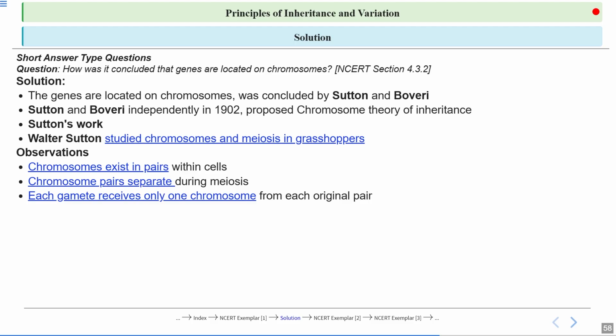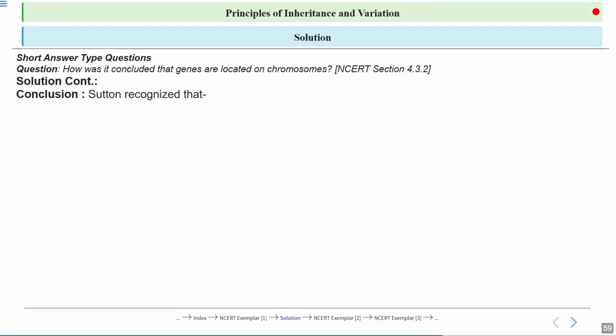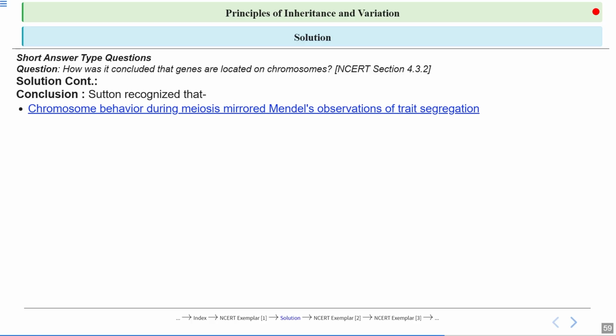So you can see the chromosomes are behaving very similarly to the genes. Chromosomes exist in pairs, and alleles also exist in pairs. Chromosomes separate during meiosis, and genes also separate during meiosis. Each gamete receives one chromosome, and each gamete receives only one allele during gamete formation. So the behavior of chromosomes is parallel to the behavior of genes. Why is this so? Because genes are present on the chromosomes. Sutton recognized that chromosome behavior during meiosis mirrored Mendel's observation of trait segregation.